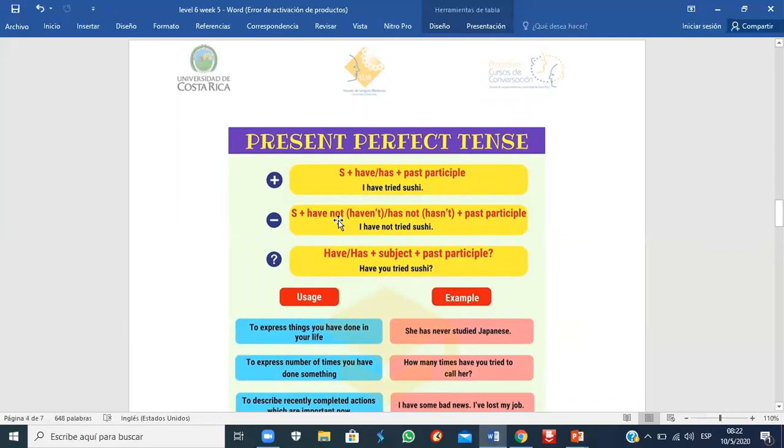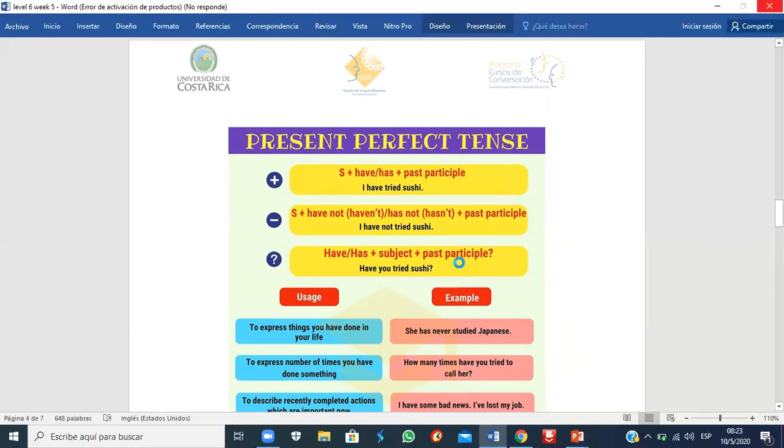Negative, okay, we only have to add not, as in the sentence, I have not tried sushi. Yo no he probado sushi. So in this case we may also use the contraction I haven't or she hasn't. The same rule. We, you, they, and I, we use have. He, she, and it, we use has. Okay. And for interrogative statements, we say have or has, the subject, and the verb in past participle. Have you tried sushi? Remember that in the three structures, we need to add the verb in past participle. Okay. So we are always going to keep it that way.